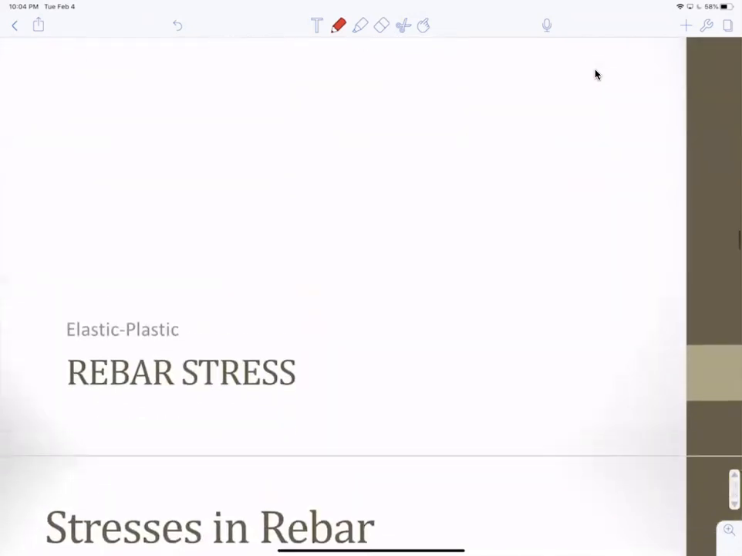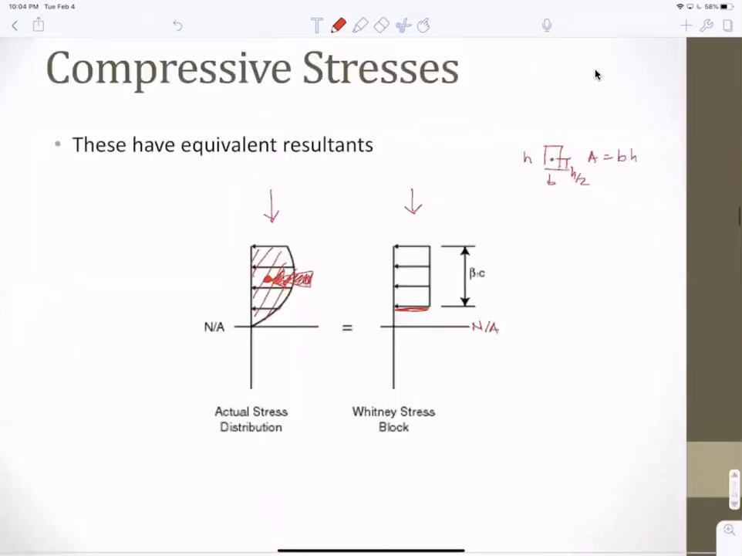So exactly what do we do? We'll get to that. No, I'll cheat. I'll just tell you. If this is f prime c, this height here is 0.85 f prime c, and this height here is beta 1 c, and beta 1 is a variable, but often it's coincidentally also 0.85. So this rectangle here would have the same area as this parabola there, and the centroid of that rectangle would line up with the centroid of that parabola.